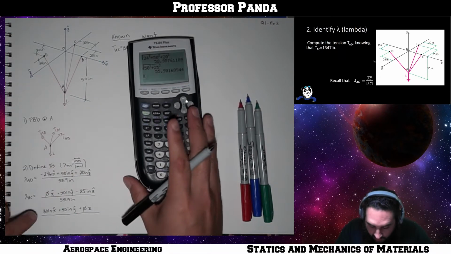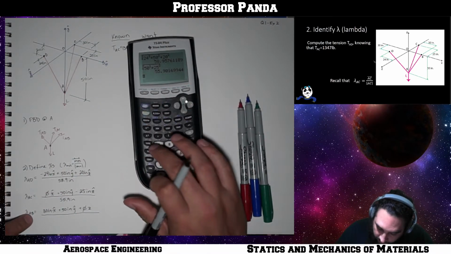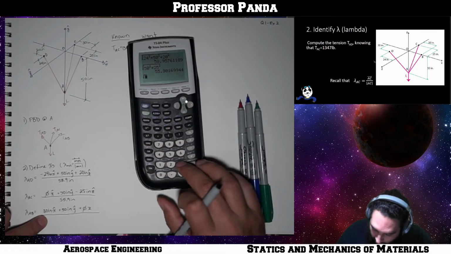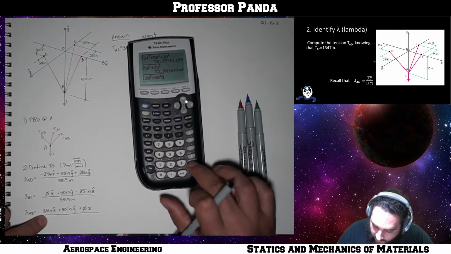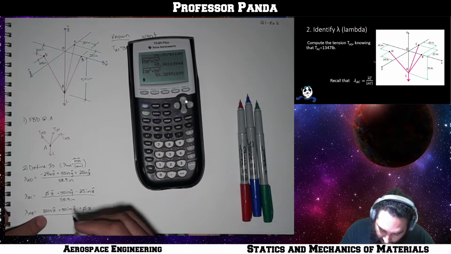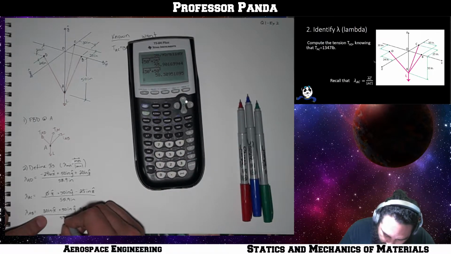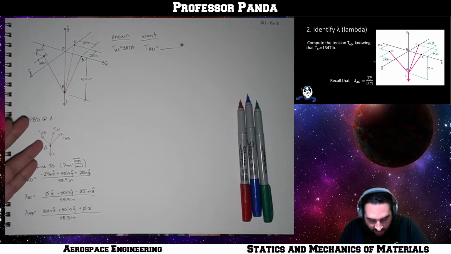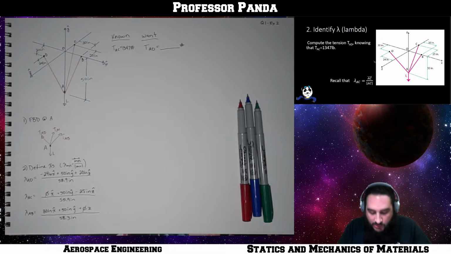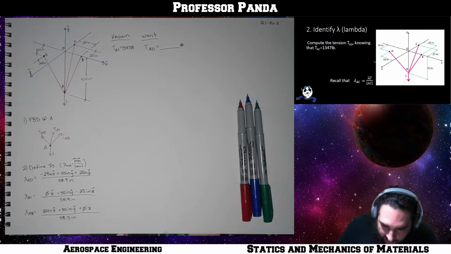And the length of AB will be 30 squared plus 50 squared, 58.3 inches. Okay, now what? We got our lambdas in play. We have a free body diagram that looks terrible in 2D. Now what?